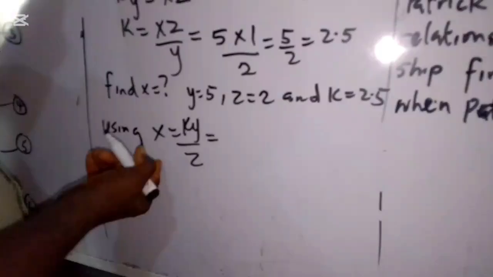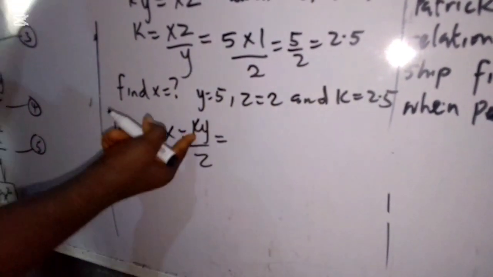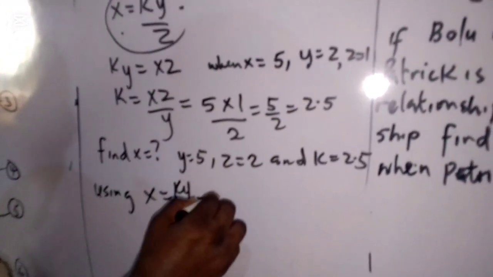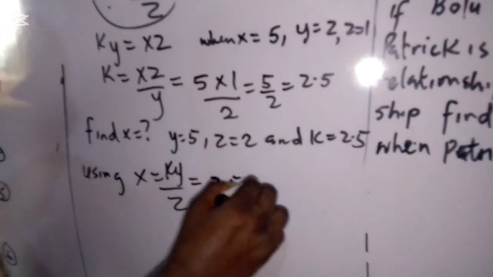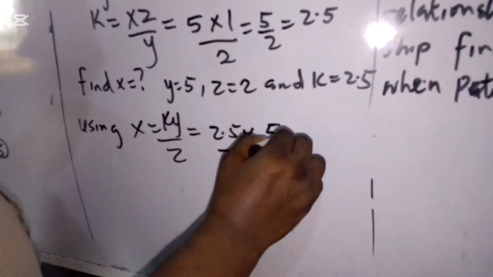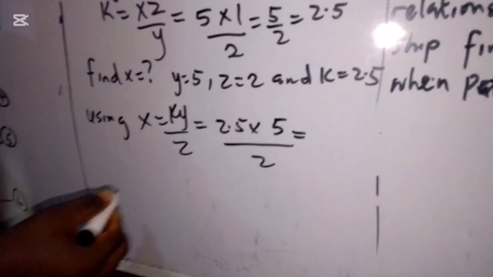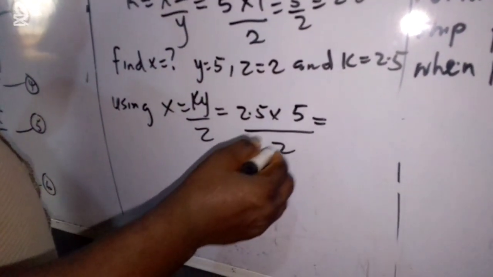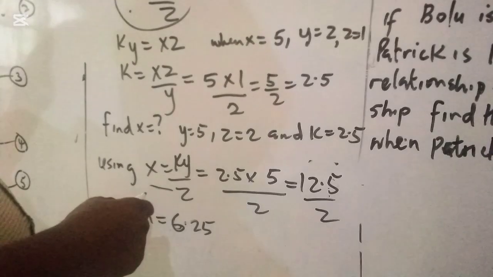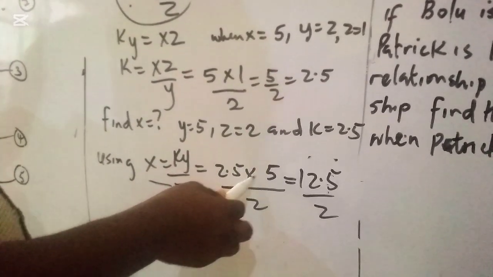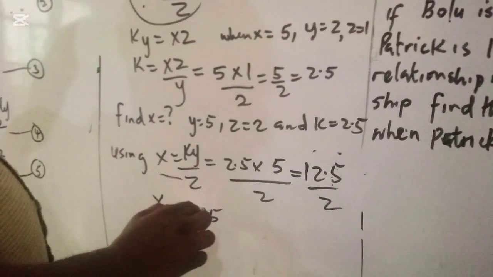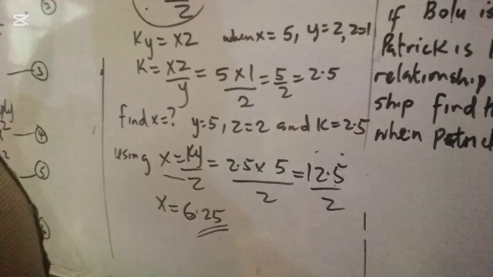So with this relationship x is equal to ky over z, as we have it here, I will now say, what is my k? 2.5 times, what is my y? 5 all over 2. So this gives me 2.5 times 5, which gives 12.5 divided by 2. That gives me 6.25. That's the value for x. That becomes our answer.